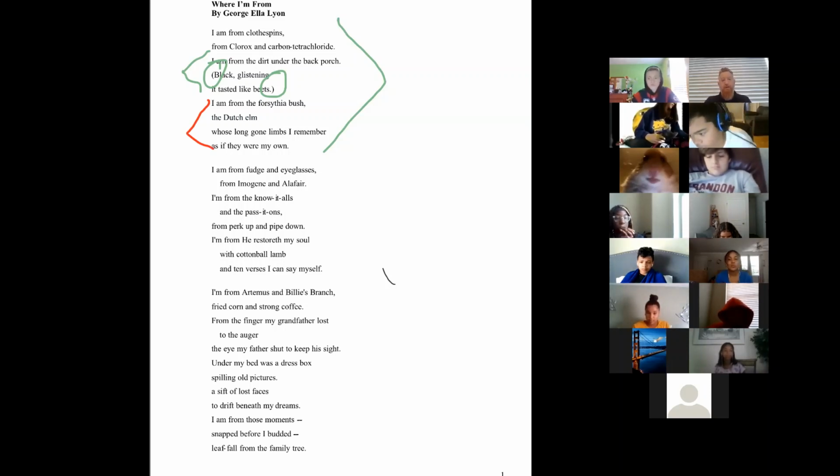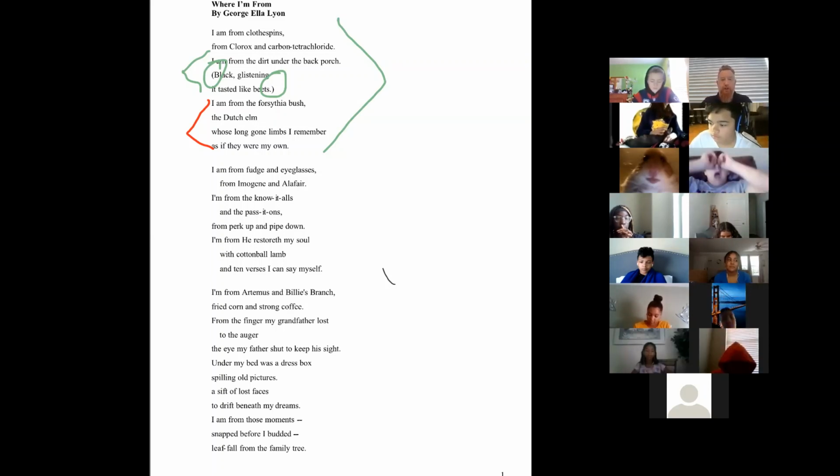What is she talking about this whole section? I'm from the forsythia bush. Oh, okay. She's talking about a plant in the yard. The Dutch elm, whose long gone limbs I remember as if they were my own. And so Kang says, hey, she used to hang around trees. Not just hang around trees. She probably climbed those trees. And it does seem as though now those limbs of that tree are gone. And so when she says lost gone limbs, I remember as if they were my own, it's very much like our idiom where I know this like the back of my hand.